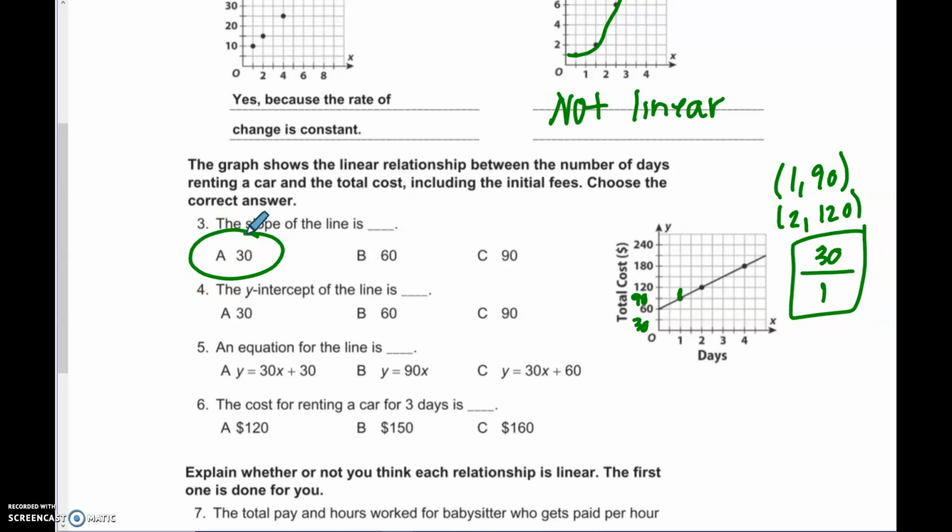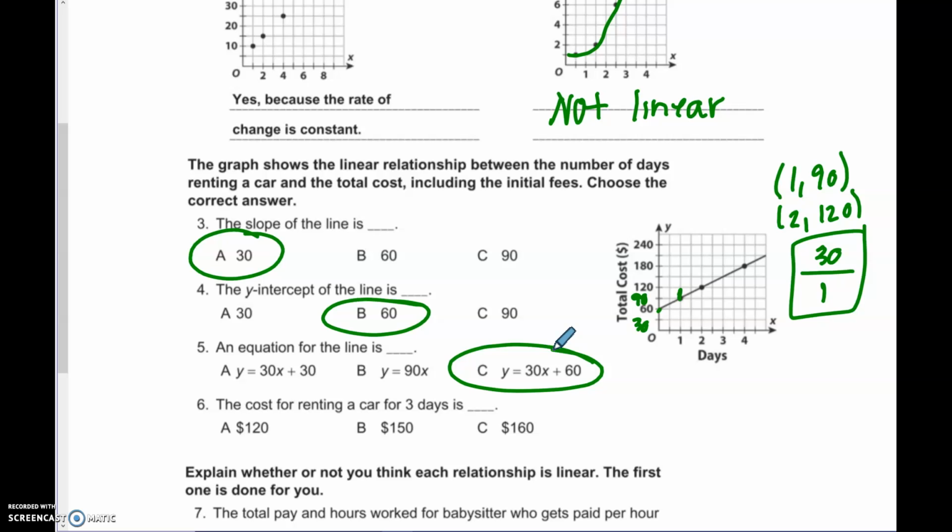The y-intercept, where does this line cross the y-axis? Well, you can see it's right here at that point 60, so that's letter B. And the equation, so now we have to have the 30 and the 60, so the slope goes in the first one. So renting a car for now 3 days, okay?